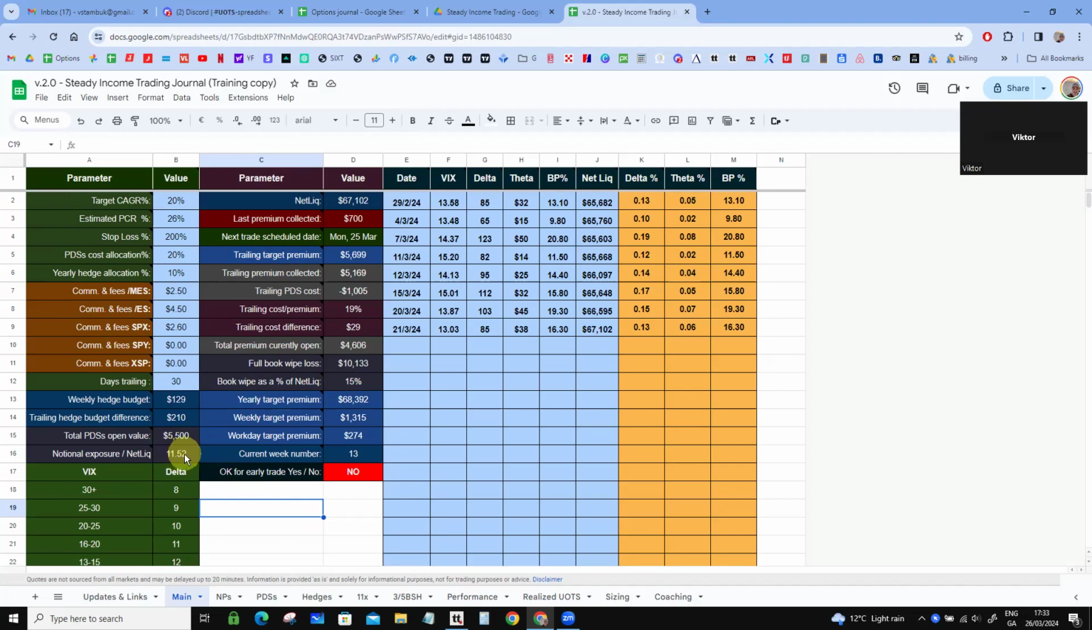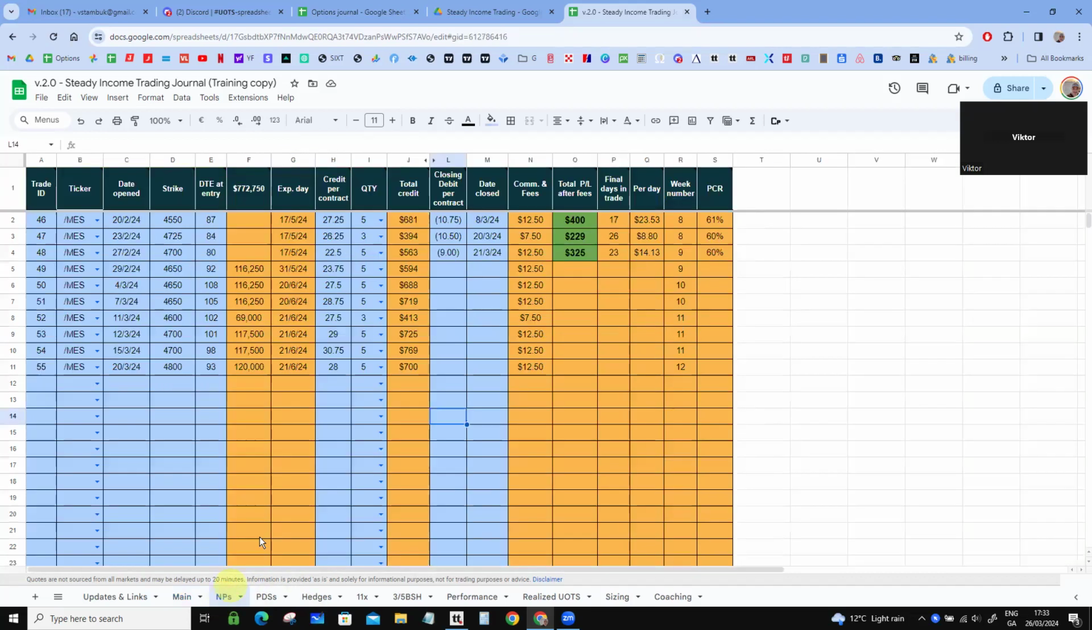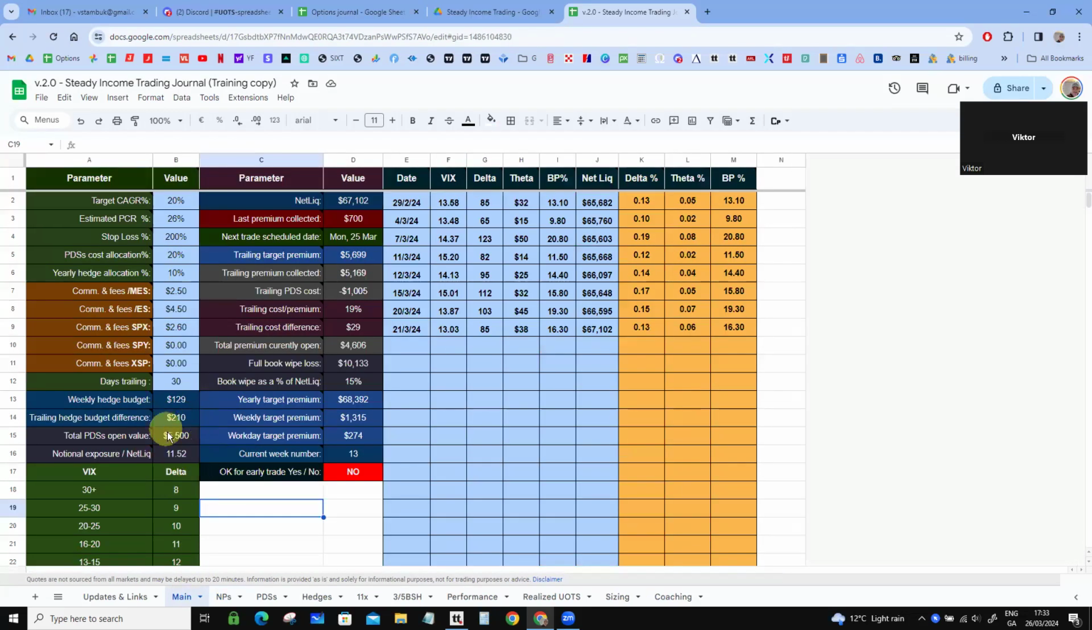But the way we figure this is, if you go to naked puts and take a look at all of the open ones, the spreadsheet calculates the notional value of each of these trades, combines them here, pulls them to the main sheet, and then divides them by net liq. Net liq is pulled from the last row here, because you manually enter this whenever you are getting ready to check your account or put a trade on, and then it will be automatically imported here.